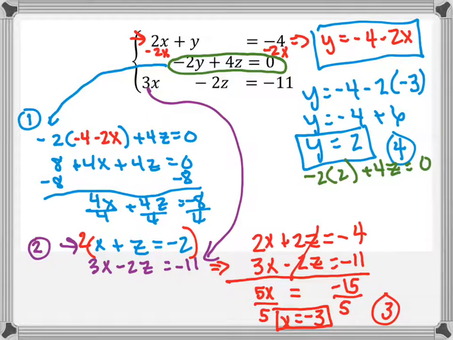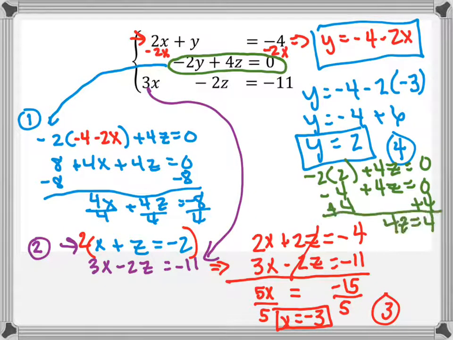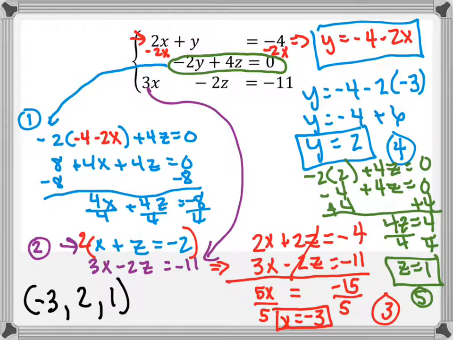So substituting into that middle equation, I have -2, substituting 2 in for y, so -2 times 2 plus 4z equals 0, or -4 plus 4z equals 0. Adding 4 to both sides, 4z equals 4. Dividing both sides by 4, I get z equals 1. So now I have my solution: x equals -3, y equals 2, z equals 1, or as an ordered triple in alphabetical order, I can write -3, 2, 1.